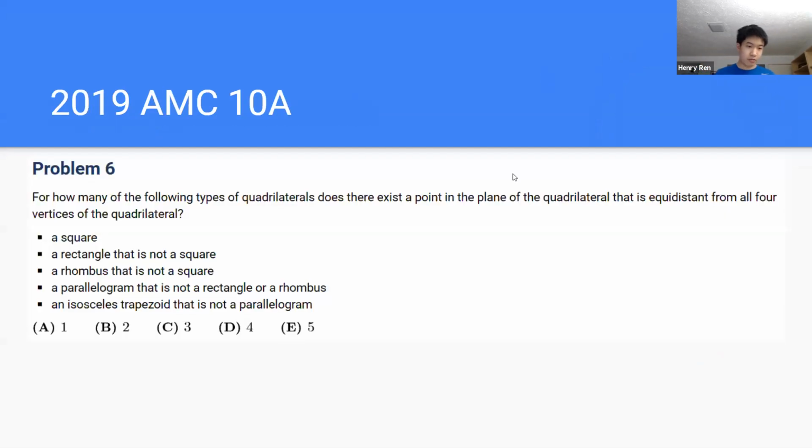All right, problem 6. Okay, this is the AMC 10, but this problem is number 6, so it's pretty much equal in difficulty to AMC 8, number 15 through 20 probably. For how many of the following types of quadrilaterals does there exist a point in the plane of the quadrilateral that is equidistant from all 4 vertices of the quadrilateral? Does there exist a point?